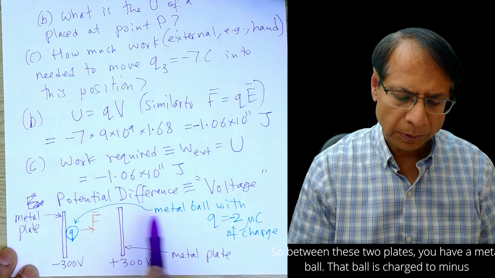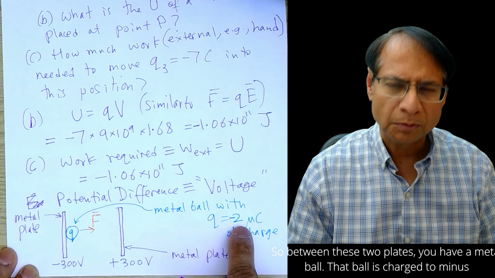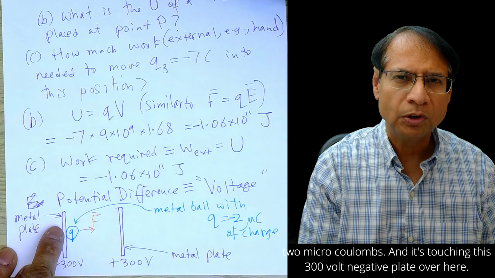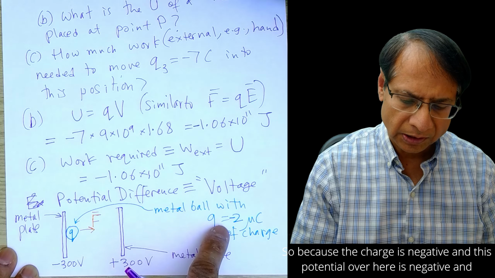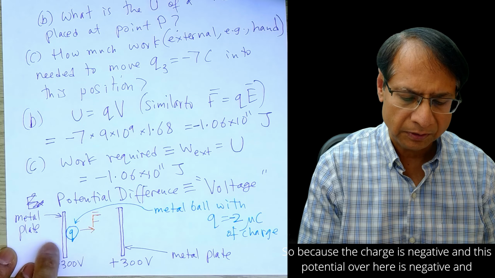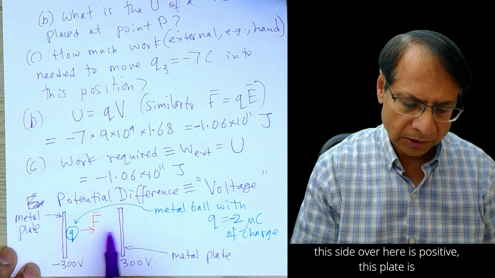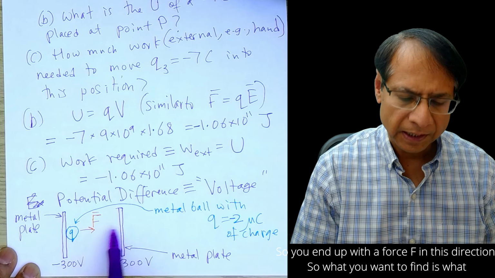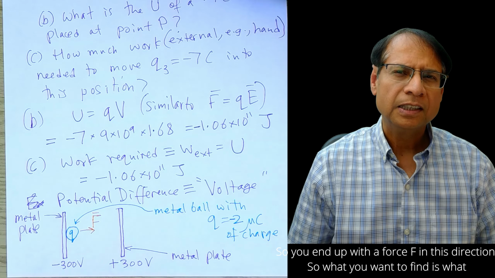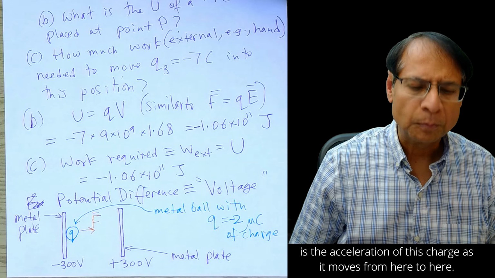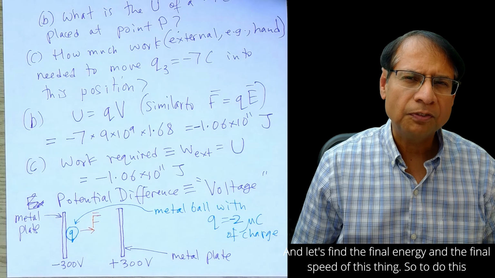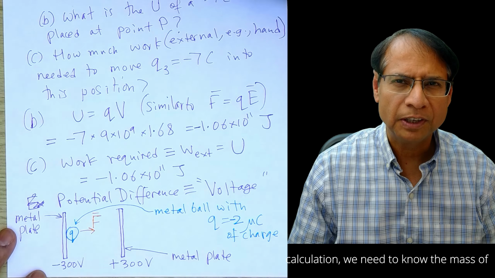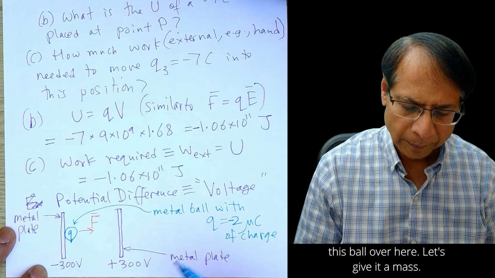Between these two plates, you have a metal ball. That ball is charged to minus 2 microcoulombs, and it's touching this negative 300 volt plate over here. Because the charge is negative, and this potential over here is negative, and this side over here is positive, this plate is going to pull, and the left plate is going to push. So you end up with a force F in this direction. What we want to find is the acceleration of this charge as it moves from here to here. And let's find the final energy and the final speed of this thing. To do this calculation, we need to know the mass of this ball over here. Let's give it a mass.